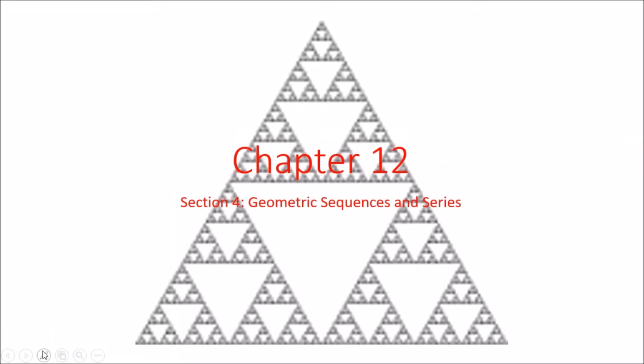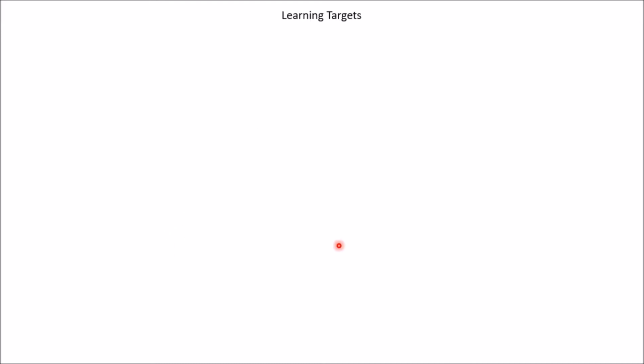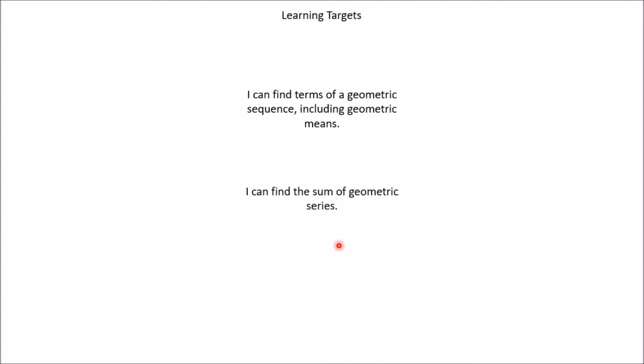Welcome back to the fourth topic in Chapter 12. Yesterday we were looking at arithmetic sequences and series, which we found out were linear. Today we're going to be looking at geometric sequences and series, which we will find out is something that we're very familiar with as well. Before we get there, our learning targets. I can find the terms of a geometric sequence, including the geometric means, which is something we'll talk about, and I can find the sum of geometric series.